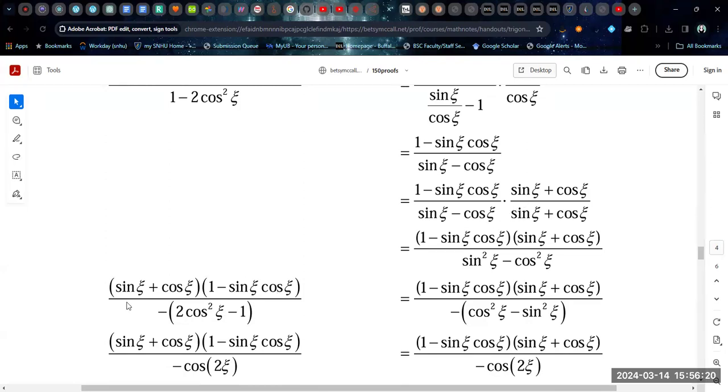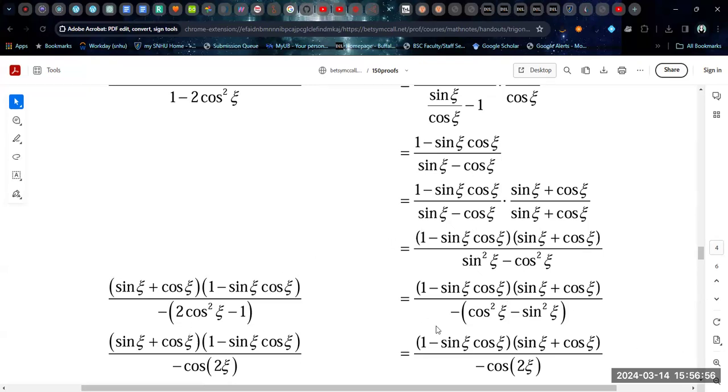So over here, how do I get this sine xi plus cosine xi? Well, I've decided I can get my difference of squares by multiplying by sine plus cosine and sine plus cosine on the top and bottom. That will get me this difference of squares on the bottom, sine squared minus cosine squared. Now my numerator is actually looking like this one, sine xi plus cosine xi, and 1 minus sine xi cosine xi. Okay, so my numerator looks good.